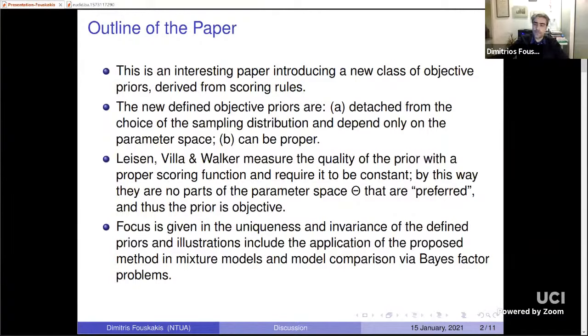The authors measure the quality of the prior with a proper scoring function. And as they mentioned also in their presentation, they require it to be constant. The main focus is given to uniqueness and invariance of these defined priors. And they have some nice applications on mixture models and model comparison via Bayes factor problems.